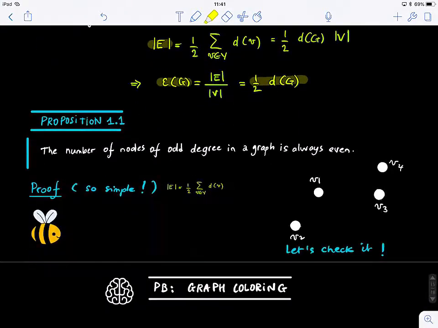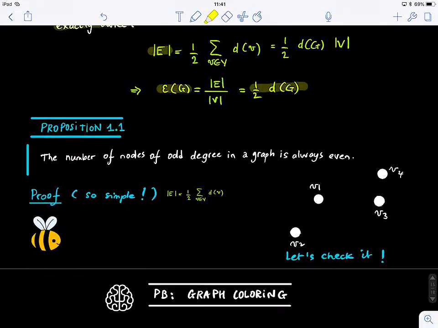Now, one last thing before we wrap it up in a bit. I would like you to think about this proposition, write it down, and try to demonstrate it. I'm going to give you a hint. Remember in the beginning, I said graph theory comes at the intersection of maths, algorithms, and learning. So here, I would like you to try to prove this proposition: the number of nodes of odd degree in a graph is always even.